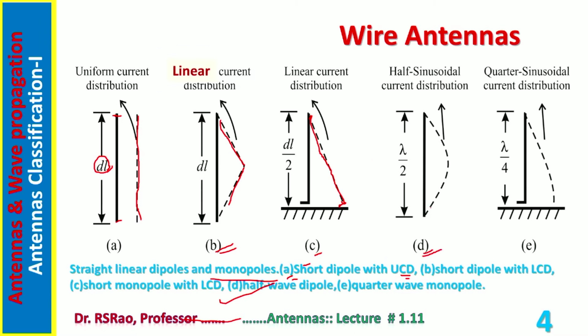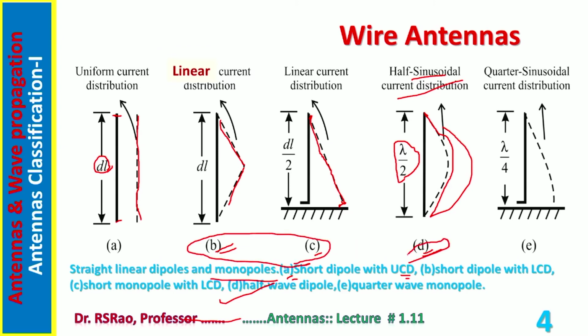In D is shown another dipole, but its length is lambda by 2, half wavelength. That's why it is called a half wave dipole. Current distribution is called half sinusoidal current distribution. Variation is sinusoidal. Notice at the ends current is 0, at the middle it is maximum. That is the difference between B, C and D. In B and C, current variation is linear. In D and E, it is sinusoidal.